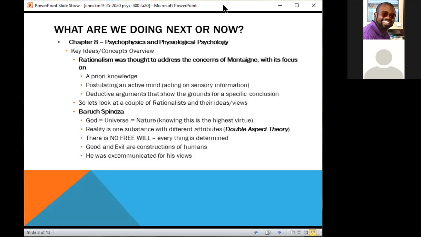Now, as you can see in the lecture and your reading, he had many other ideas that really did address religious areas, and to a large degree, that's why he got into a little bit of trouble. And he was excommunicated for his views. So again, we see rationalist ideas here, trying to use their logic and reason to understand the nature of the universe. Any questions so far?